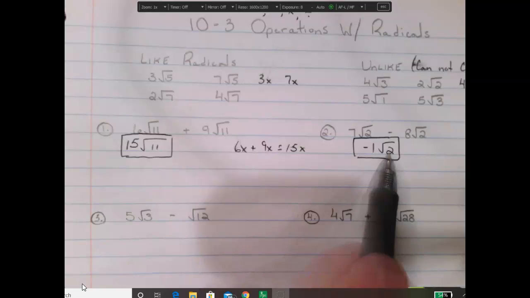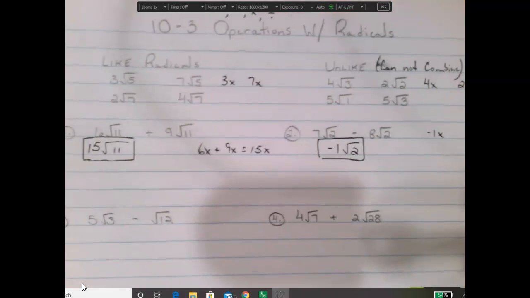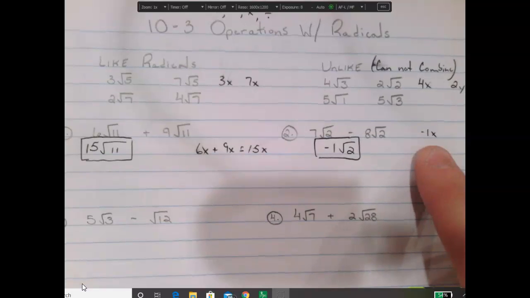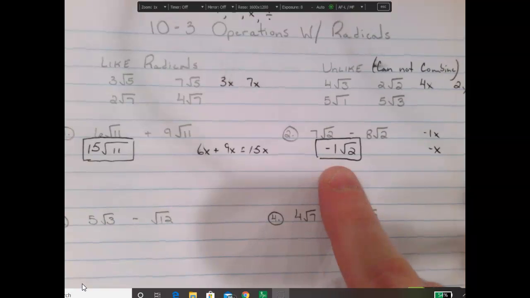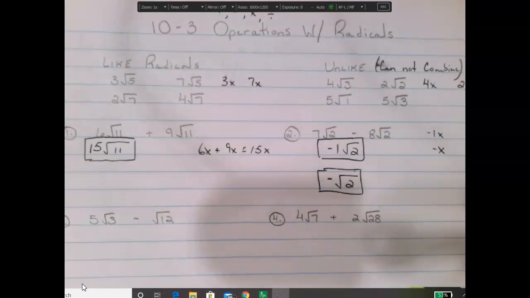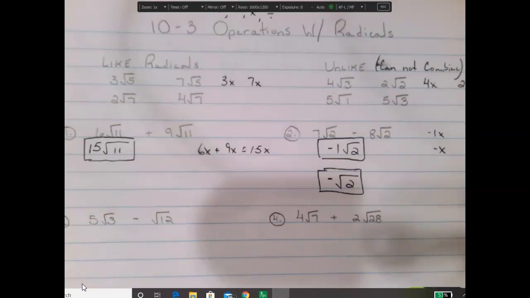Say I replace this radical 2 with an x. We don't ever write things as -1x. We always just write them as -x. So I can actually do the exact same thing with radicals as well. So another way of writing this would just be negative radical 2. But both of those answers would be acceptable. So there you go. If we're adding and subtracting with like radicals, that's how we would solve those.